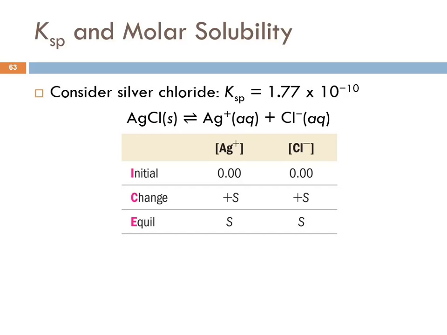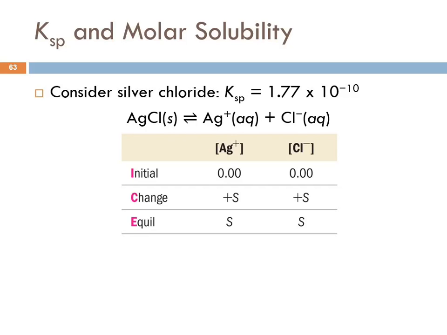Now we get to this slide. So let's look at silver chloride. There's the KSP, the solubility product constant. What is the molar solubility of silver chloride? Well, we think of this initial, there being no silver ion and no chloride ion in the solution. The change will be plus S and plus S. Remember, we're leaving this guy out because he's a solid. And it doesn't really matter how much of him is there as long as there's some there.